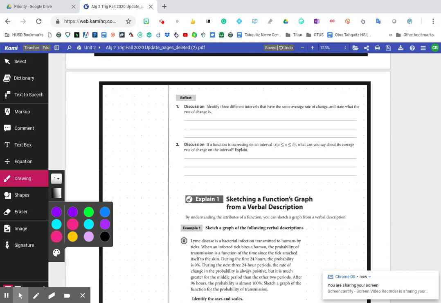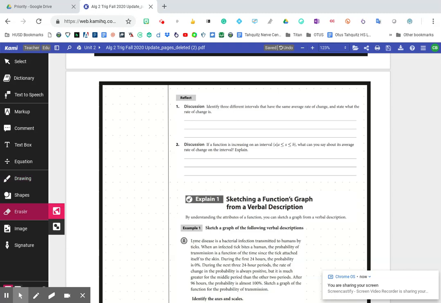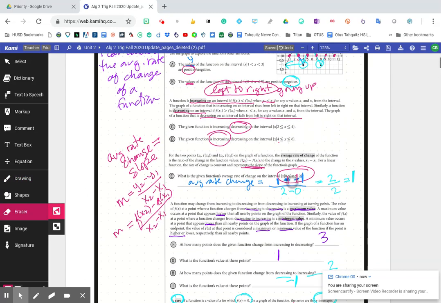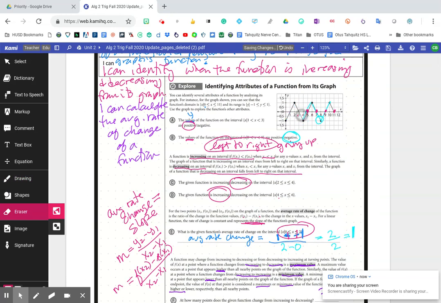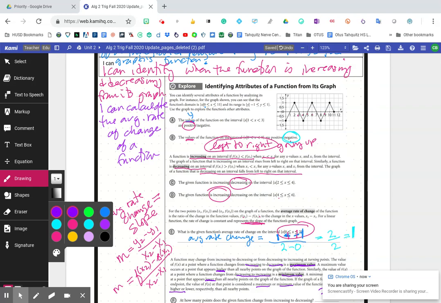Discussion. Identify 3 different intervals that have the same average rate of change and state what the rate of change is. All right, I'm going to erase again a little bit. So the average rate of change, remember, is where the slope is equal. So I just need to find intervals that have the same slope. If I look at this interval right here, I'm going up and my slope is up 2 over 1. If I look at this one, up 2 over 1. I look at this one, up 2 over 1.